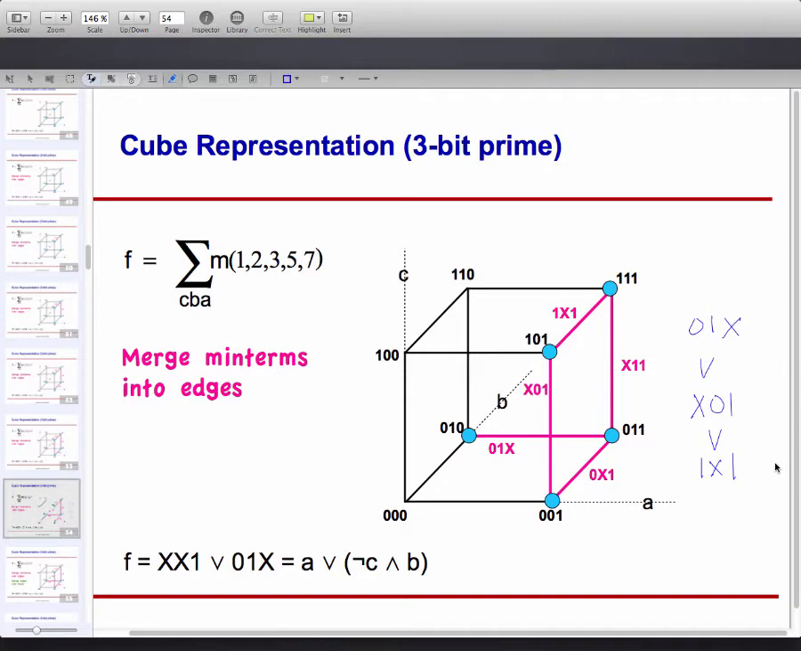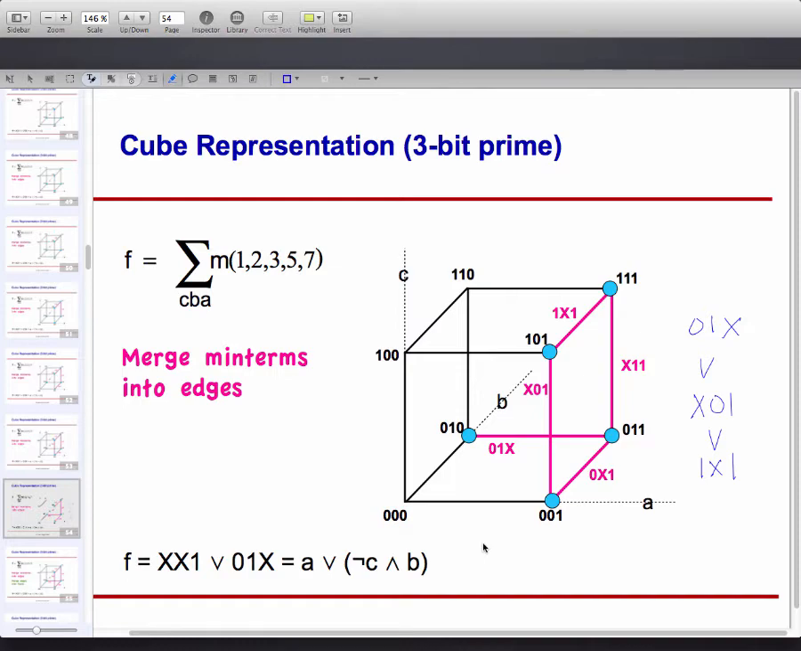So now my function is a sum of edges, and in this case we were lucky that every minterm was on one of the edges. It could be that I had a minterm which was totally isolated. Like for example, let's imagine a function where this minterm 1, 0, 0, sorry, not a good example. It won't work out here. But it may be possible in some function that there is an isolated vertex. It cannot be on an edge. Then you will have to include a minterm.